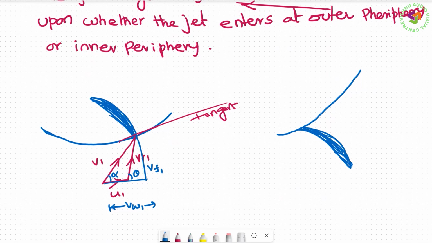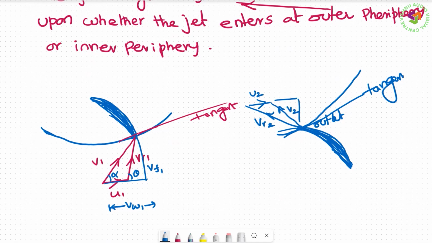Then the outlet velocity triangle: this is the vane part, so this is the outlet, and this is the tangent. Now this is VR2, U2, V2, VW2, VF2, and phi. So this is the inlet velocity triangle and this is the outlet velocity triangle. So this is the case.